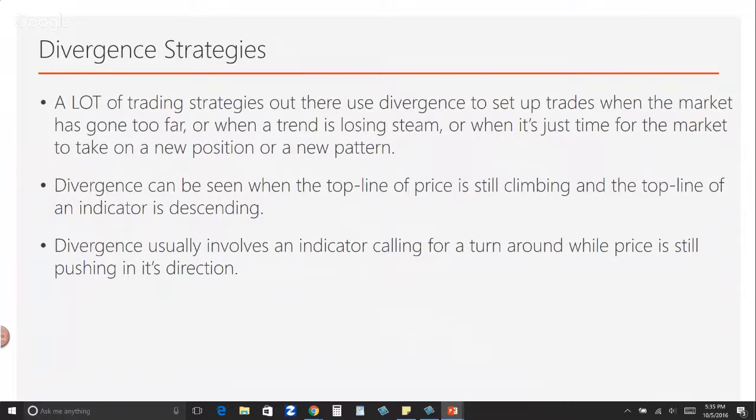Divergence can be seen when the top line of price is still climbing, but the top line of an indicator is actually descending. And so there's a disagreement between price and the indicator. And usually the indicator is going to be right. Divergence usually involves an indicator calling for a turnaround while price is still pushing in its direction.